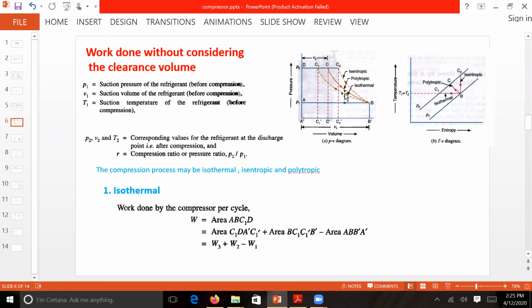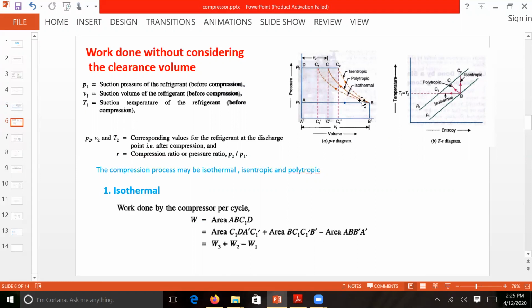So it will depend on what kind of process it is carrying out. As you see on the PV diagram, this is the P axis, this is the V axis. Here, this is the suction point. Now this is high volume and low pressure. Now compression will be happening, so volume will be less and pressure will be high. So AB is your suction stroke, this is compression, and this is the delivery part.